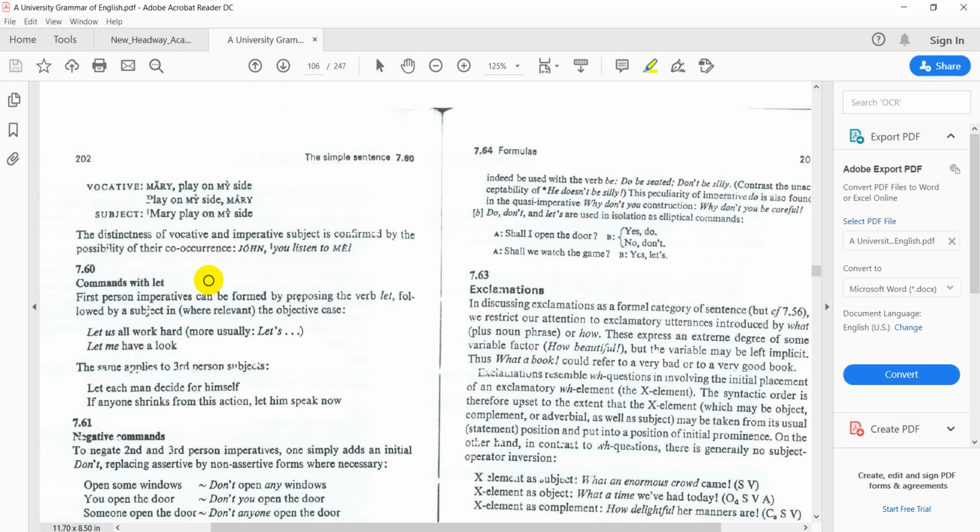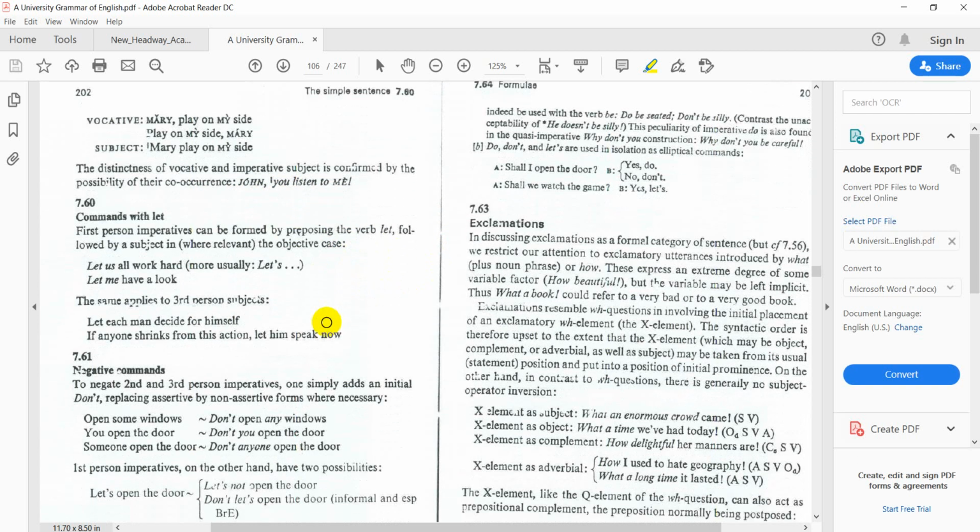The distinction of vocative and imperative subject is confirmed by the possibility of their co-occurrence. Jane, you listen to me. Jane, you listen to me. Jane, comma, you listen to me. Okay, I believe it is clear now.